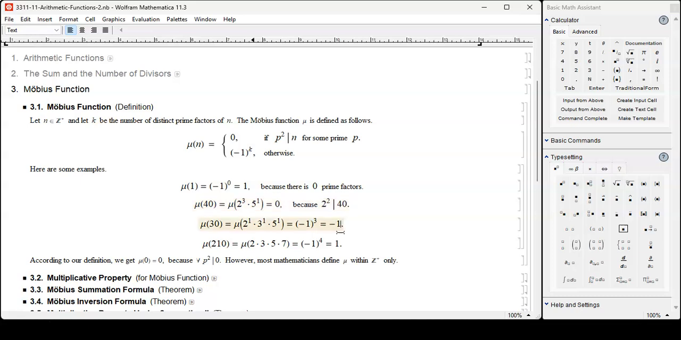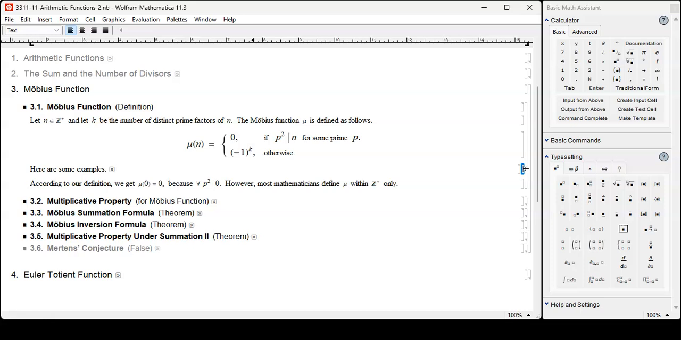Now, next two examples, we have 3 prime factors, but powers are all 1. So it falls into the second line, -1 to the k power, but k is 3, so -1 to the third power. In this case, again, 4 prime factors, and powers are all 1. So -1 to the fourth power because it falls into the second line. You can calculate like this. Whenever you have a prime factorization, you have a unique value of Moebius function.